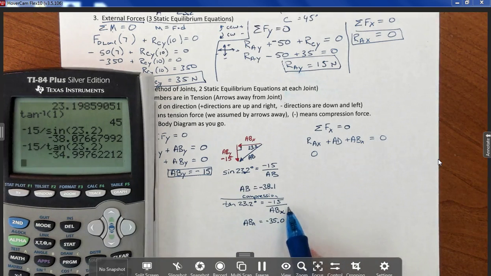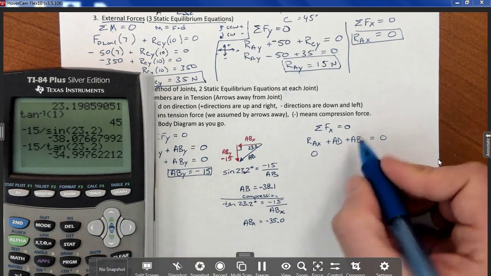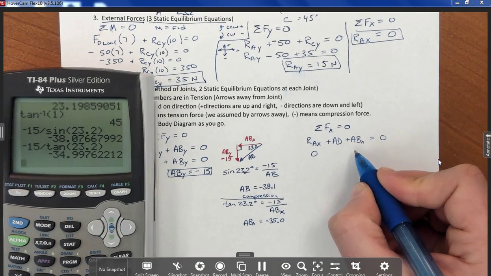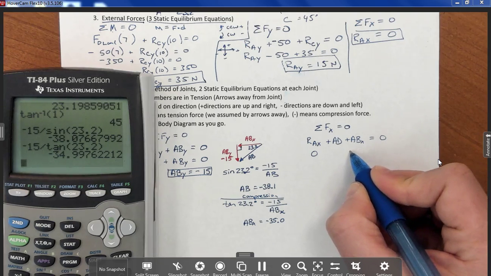Now, what I encourage you, if you are a little weak in your algebra skills and you need to show that, just so that later you come back and you're wondering, I do have students that aren't exactly perfectly clear and confident on how to go from here to here. And so write out those couple steps algebraically of what you're doing to manipulate this equation. Okay, so ABX is now known to be negative 35.